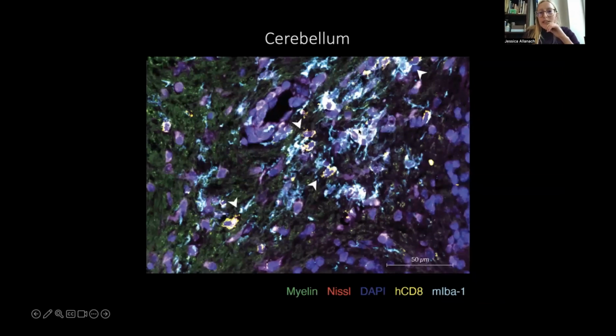So this white staining here is IBA1, which is considered a murine microglia and macrophage marker. And they co-localize to areas where these human CD8s are appearing, which further suggests that there's an interaction occurring here, where our human T cells are mediating damage to the CNS, and it's either being cleaned up or affected by the presence of these murine macrophages as well.